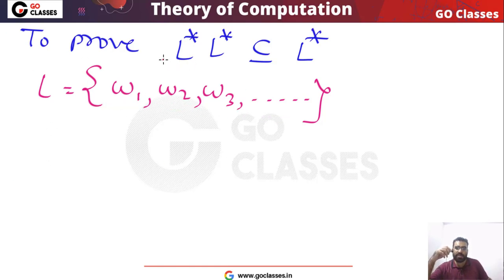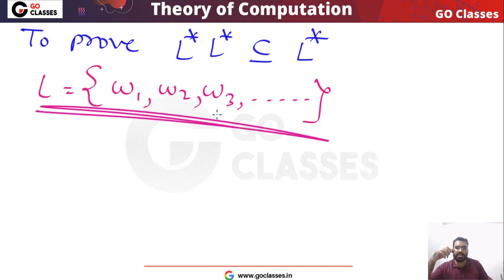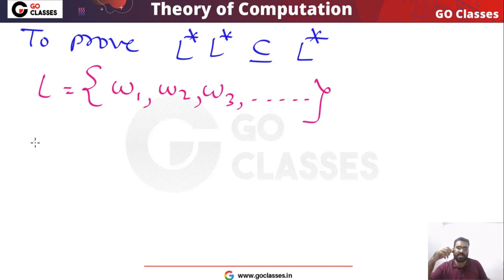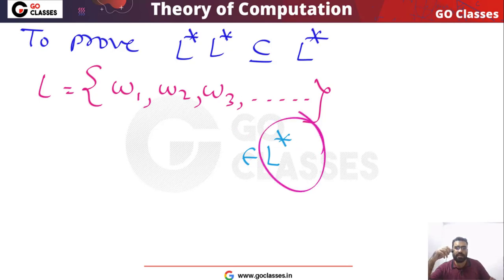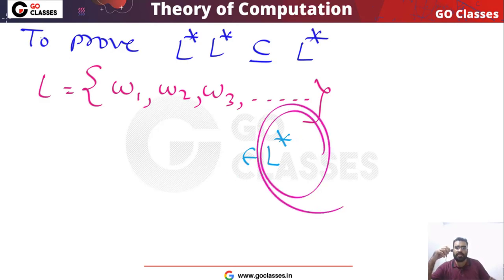Now, if you have some string in L star L star, then which type of string do you have there? Just think about it. If this is your language L, which type of strings will be in L star? We have already seen what type of strings are in L star, in the previous lecture, homework 1 discussion part 2, where we saw the analysis of L star.